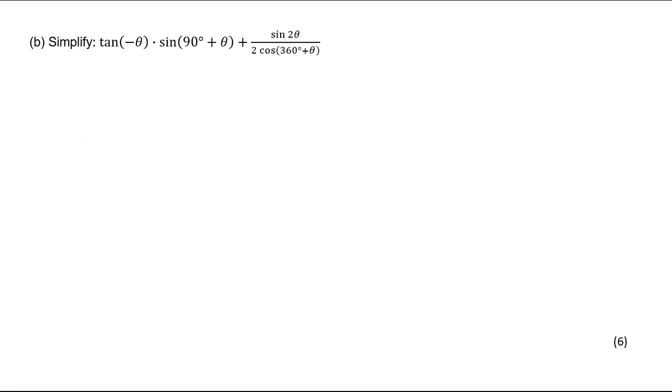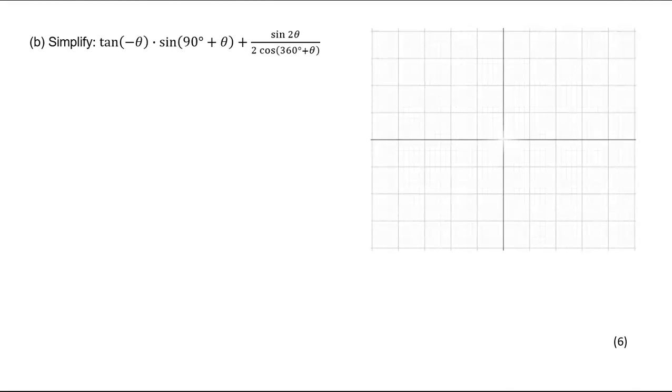With B, we need to simplify tan negative theta times sin of 90 degrees plus theta plus sin of 2 theta, divided by 2 cos 360 degrees plus theta. Now, that requires me to know my reduction formula. I'm not good with memory. I did specify that my memory is not that good. And I will tell you why I had to find other ways of making sure that I understand what was going on.